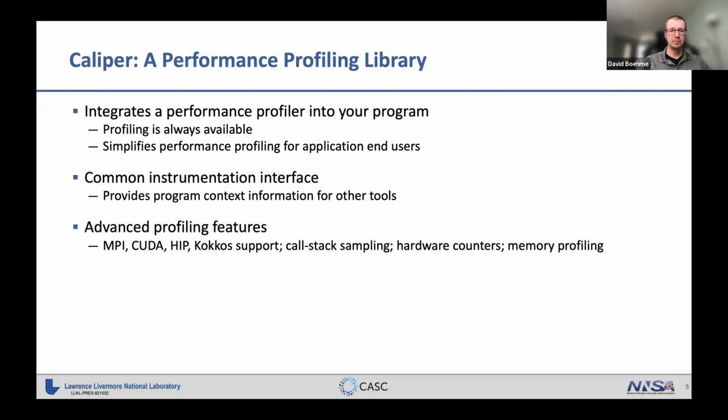Caliper is also a common instrumentation interface. It is a library that lets you mark regions in the code and lets you measure performance for those regions. And we can also use this instrumentation interface, not just for Caliper itself, but also export that to other tools. It has a bunch of profiling features for HPC applications. It supports all the usual programming models like MPI, CUDA, HIP, Kokkos, and has functionality like call stack sampling or hardware counter measurements and memory profiling that might be useful.